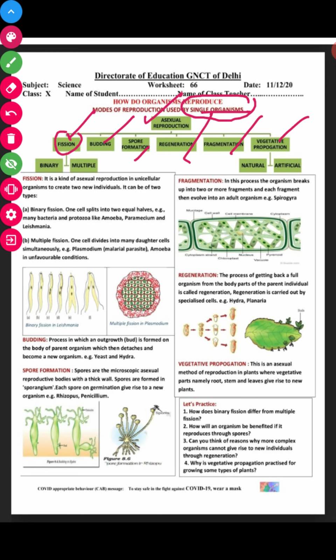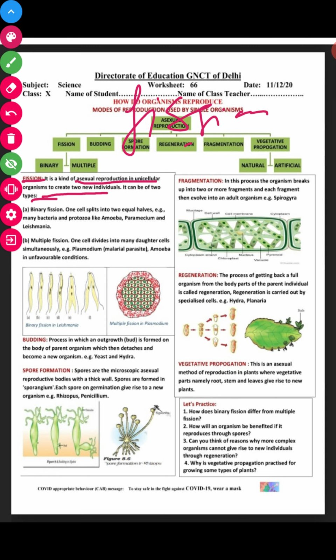And fission is further divided into binary and multiple fission. Right, so let's start. First is fission. It is a kind of asexual reproduction in which unicellular organisms create new individuals. Fission, as the name suggests, means split out, divide. It is of two types. First is binary fission.